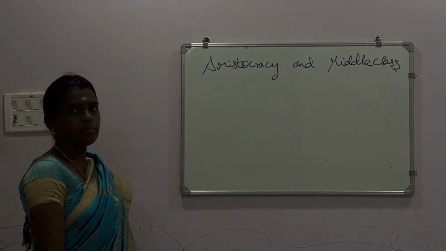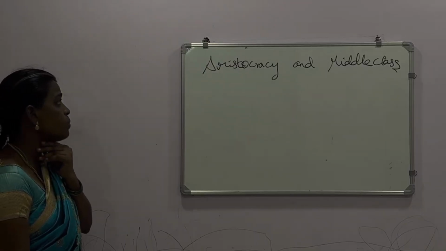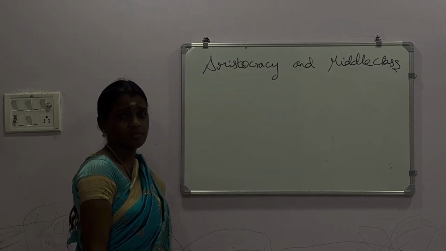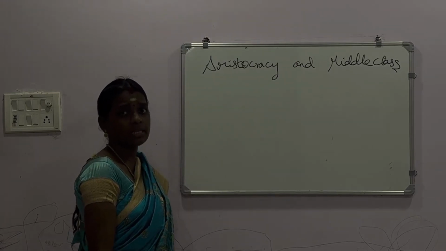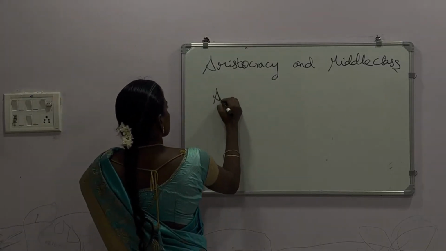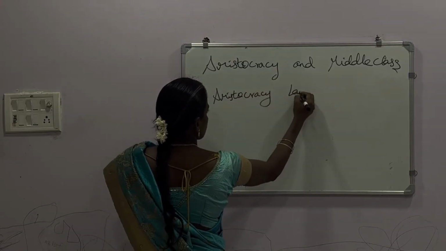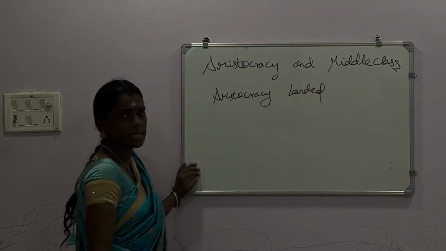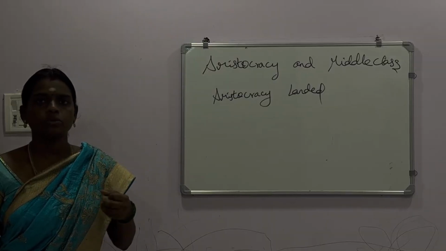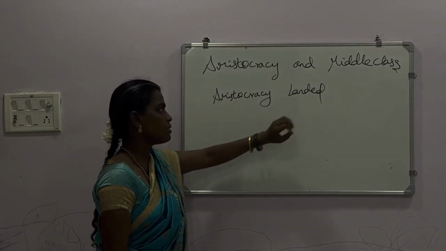Aristocracy and middle class. This is the next side heading in your book. There was an aristocracy landed system, which means they owned the land and gave it to others to cultivate and produce the crops. That was the aristocracy landed system.